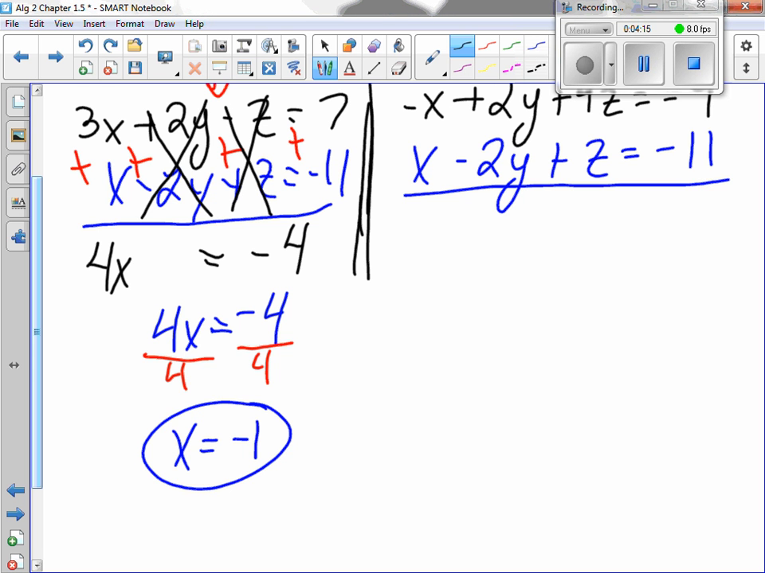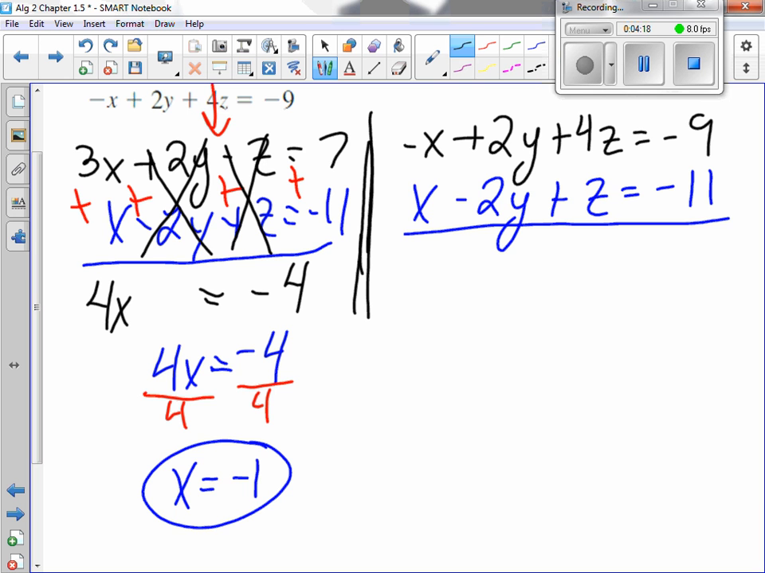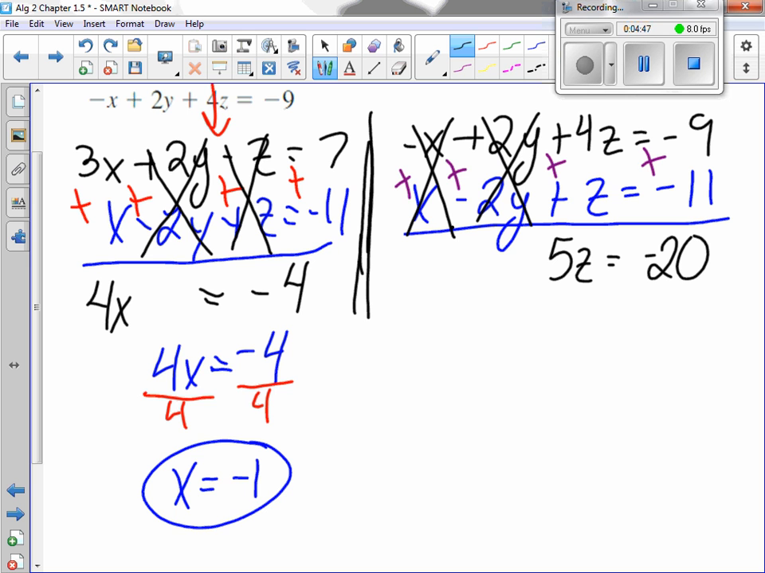So now we just need to find two more. So let's look at this next one here. Let's go on and simplify it down. So here again, we are going to add because the signs of y are opposite, yes? So let's look at this, negative x plus x. Well, that is 0. 2y plus negative 2y is 0. 4z plus z is 5z. And negative 9 plus negative 11 is negative 20.